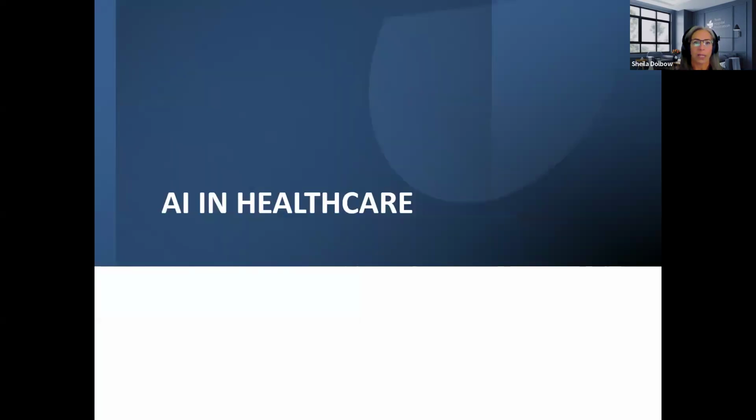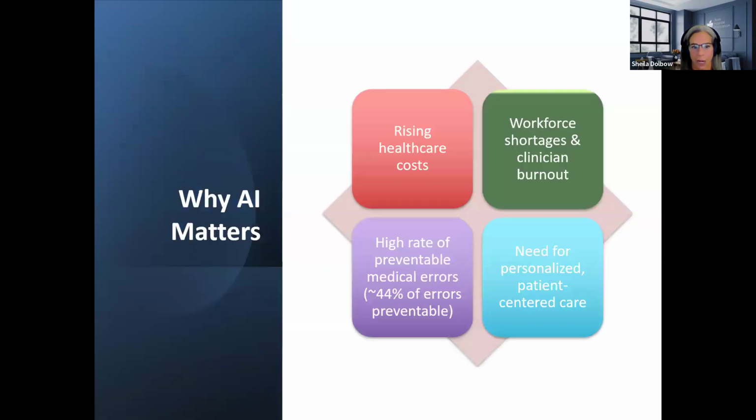So we're going to jump right in because this is a lot of information and I want to make sure that I get you out of here on time and I don't go over, but we're going to start by talking about AI in healthcare.